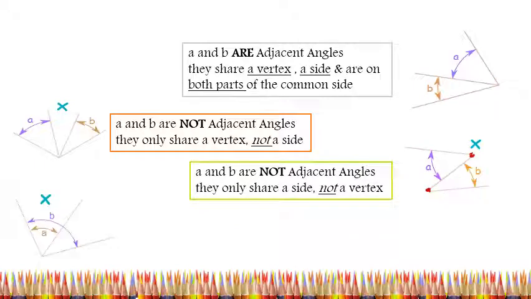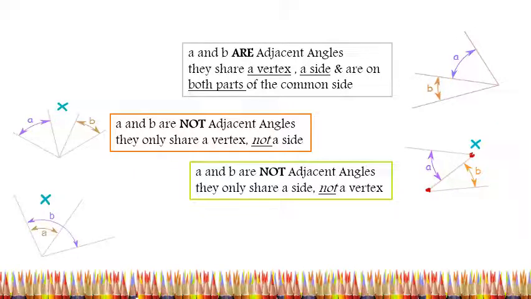We have to check the conditions one after another. We have to ask, do they have the same vertex? If yes, I have to move on. Do they have a common side? If yes, I have to move to the third condition, which is that they must be on opposite sides of the common side.